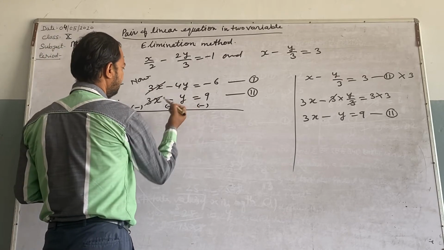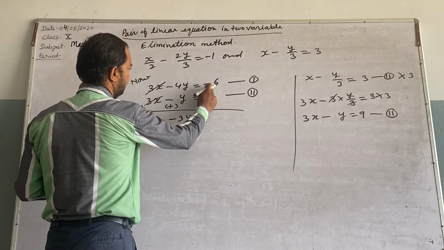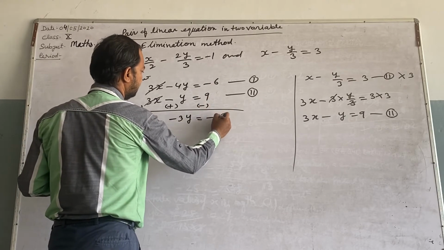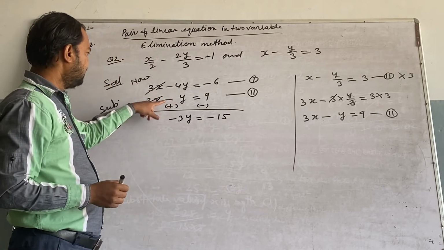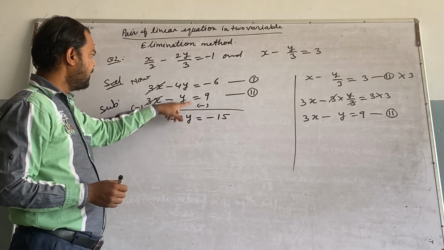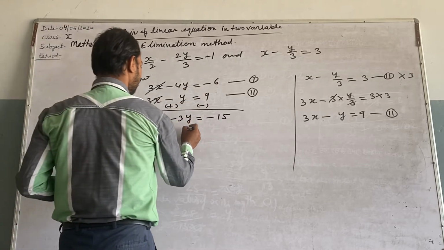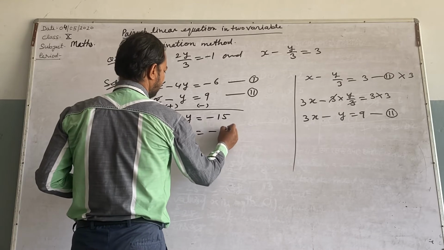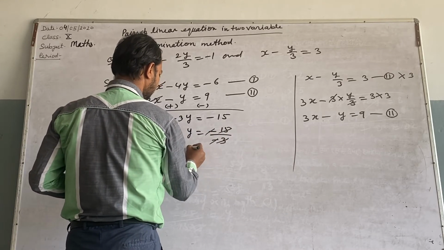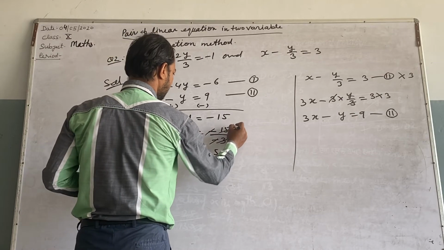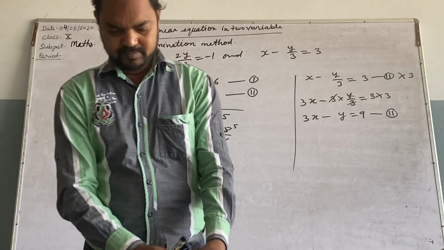Minus 4y plus y is minus 3y. Minus 6 minus 9 is minus 15. So y equal to minus 15 upon minus 3. Minus cancelled by minus, 3 into 15 is 5. y equal to 5. Right?